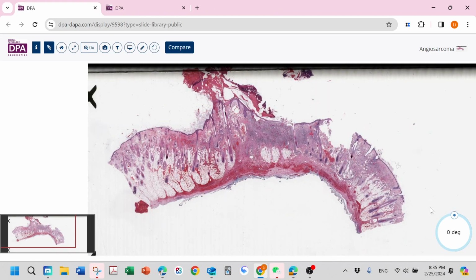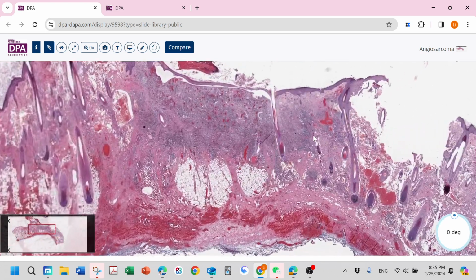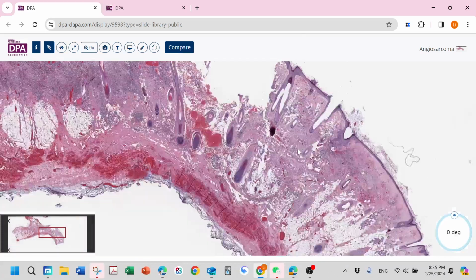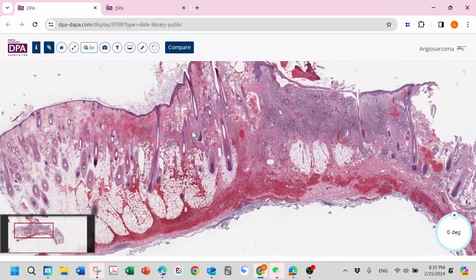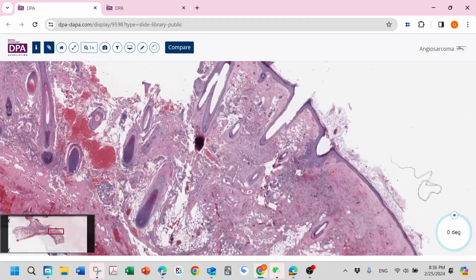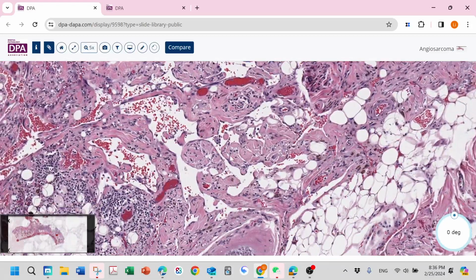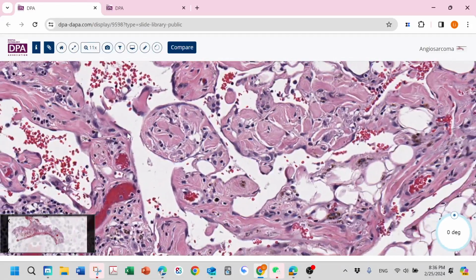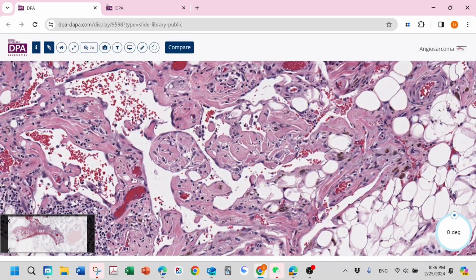Another case of angiosarcoma, also from the scalp. We can see hair follicles go down into the subcutaneous fat. Then we can see an infiltrative border, tons of reactive inflammation, and bloody areas. Let's see one characteristic feature: the endothelial cells dissect the collagen bundles, forming an almost papillary structure.